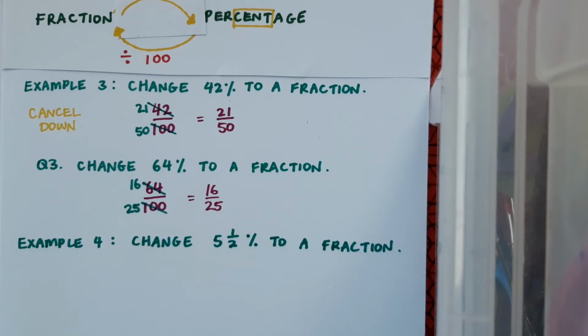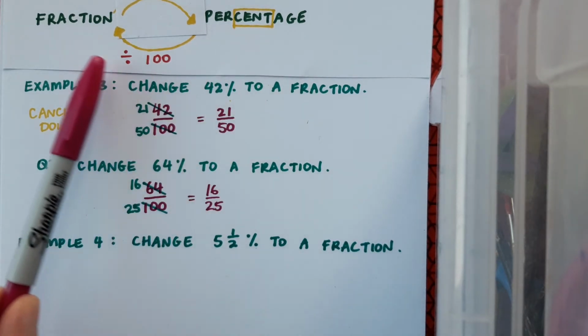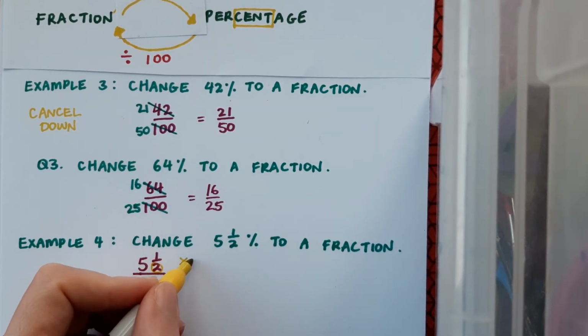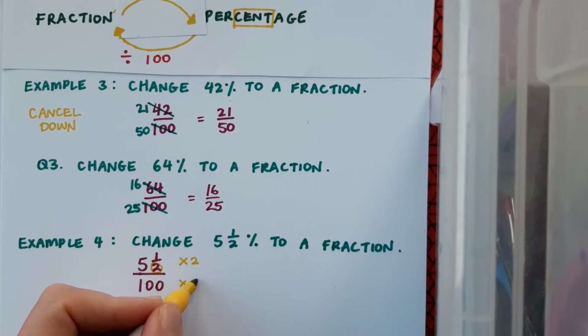So again, same as before, if we want to go from a percentage to a fraction, we're going to divide by 100. And the easiest way to do that is simply put the number in the percentage over 100. Even though it'll look a bit funny initially because it's 5.5, we'll still do it the same way to begin. And in a case like this, instead of trying to cancel down first of all, what I try to do is sort out my fraction so that my numerator no longer has a decimal in it. So to do that, I'm going to have a look at the denominator here, which is 2, and I'm going to multiply the top and the bottom of my fraction by that.